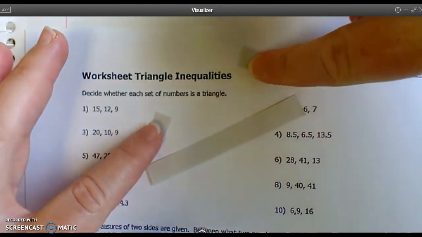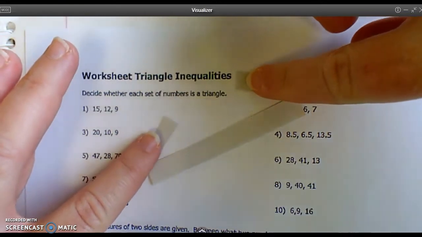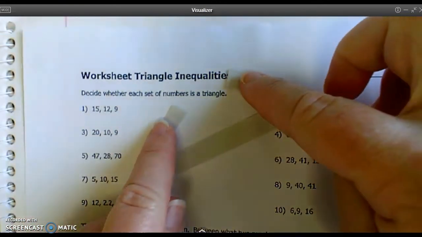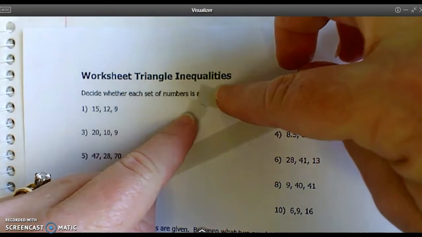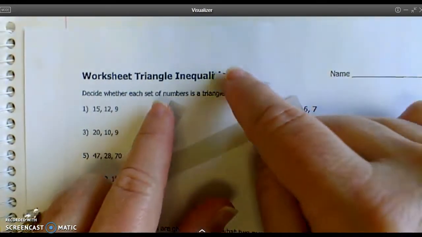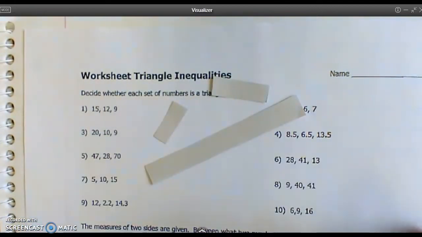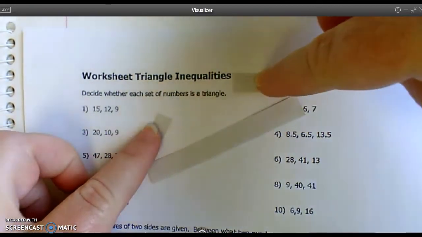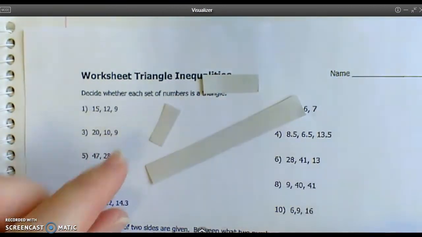If I try to put these together, notice that I can't ever connect them. Even up here, I can't connect it down here. There's no way these three sides could make a triangle, because one of these needs to be a little bit longer or this needs to be a little bit shorter.